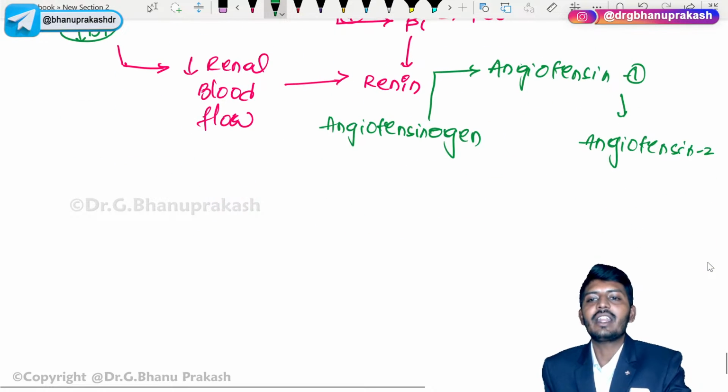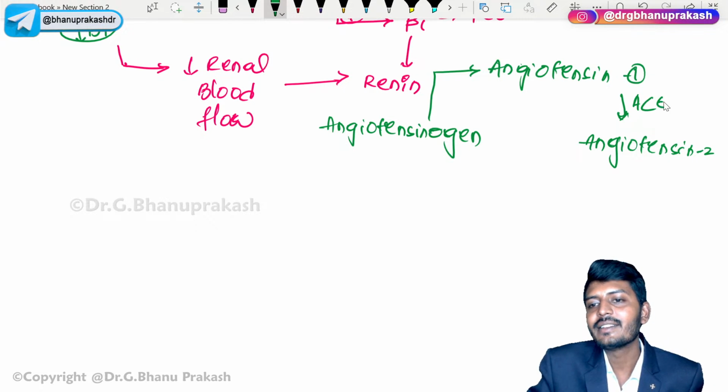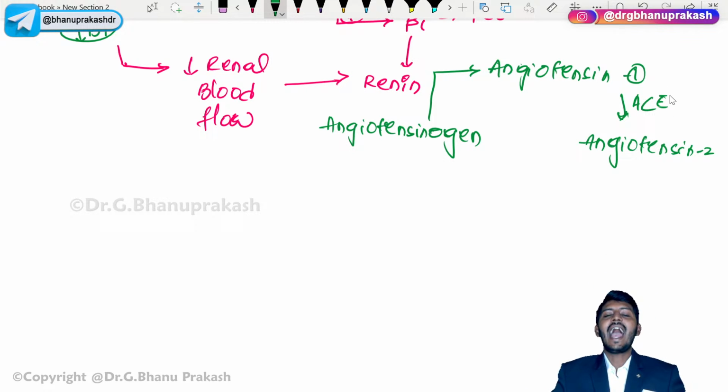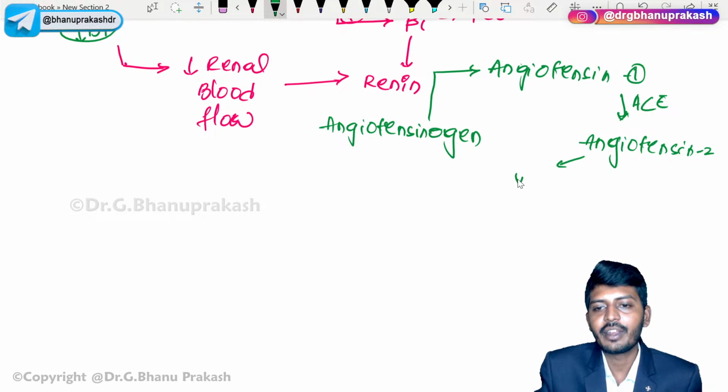This angiotensin 1 to 2 conversion requires one enzyme. That is your very good enzyme, very good answer: ACE. What is that? Angiotensin converting enzyme. So this angiotensin 2, my dear students, will cause vasoconstriction by doing what?